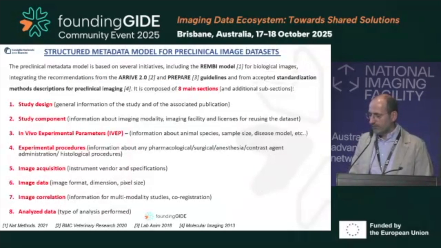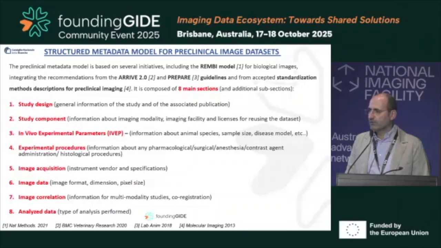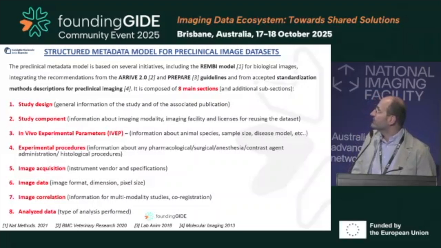So we started by developing a kind of metadata model for preclinical image datasets. Hopefully we didn't have to start from scratch or reinvent the wheel, so we exploited the REMBI model, since this was proposed for the biological imaging community, and by exploiting it, this should also simplify interoperability across the different imaging communities. And then it was integrated with some recommendations coming from the ARRIVE guidelines, which some journals and publishers also request.